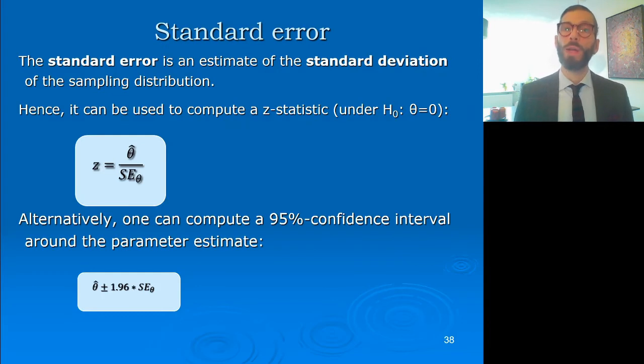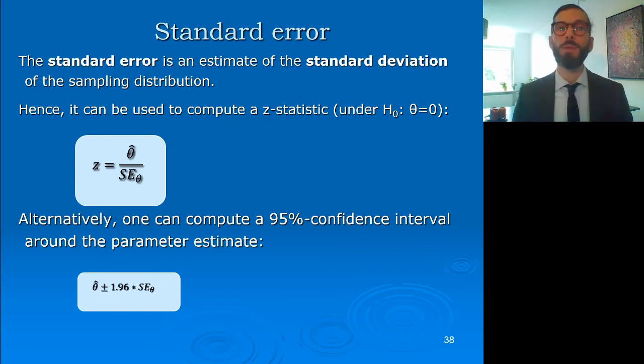Now, I already told you that when we do a significance test, we draw a normal distribution with a mean around the null hypothesis value, usually that is equal to zero, and a standard deviation equal to the standard error of the parameter. Now, the standard error is the standard deviation of the sampling distribution. But in practice, if we have only one sample, we don't know what the standard deviation of the sampling distribution is. Therefore, we estimate it, and that estimate is called the standard error. So the standard error is an estimate of the standard deviation of the sampling distribution.